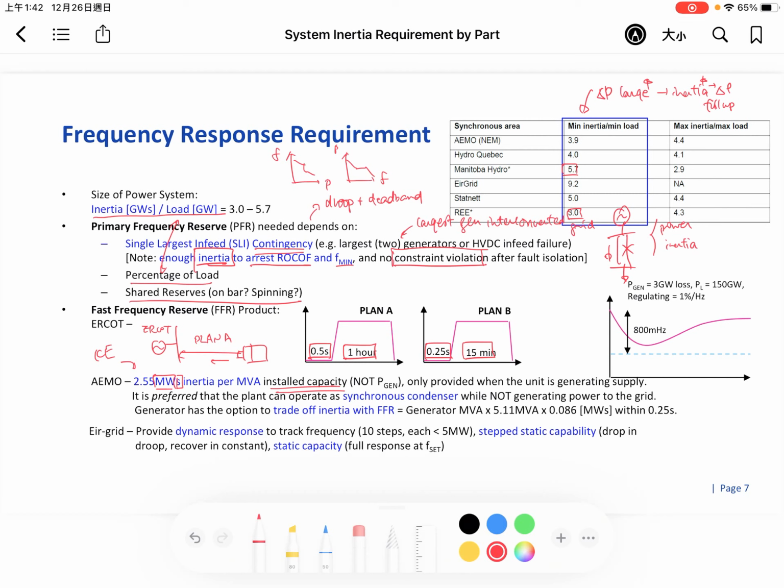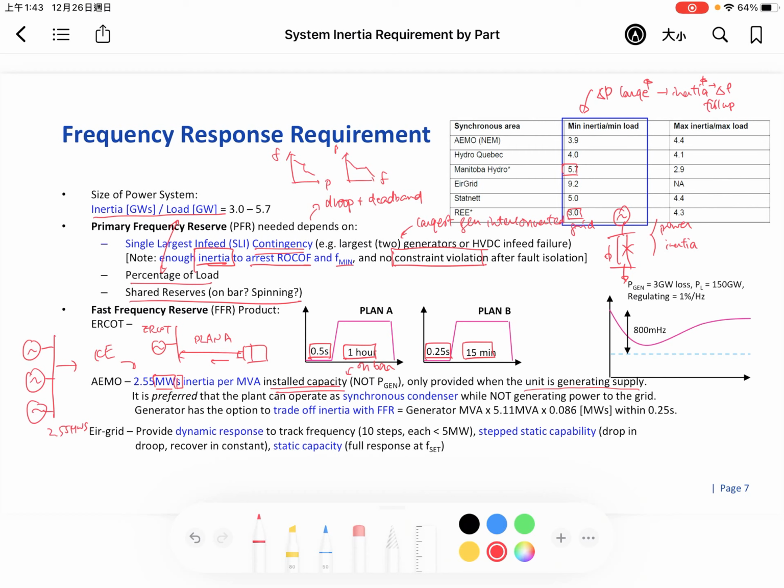It means that if you turn on the generator on bar, no matter how much power it is generated, you must have 2.55 megawatt second inertia per MVA of the installed capacity on bar. Yes, only provided when the unit is generating supply.